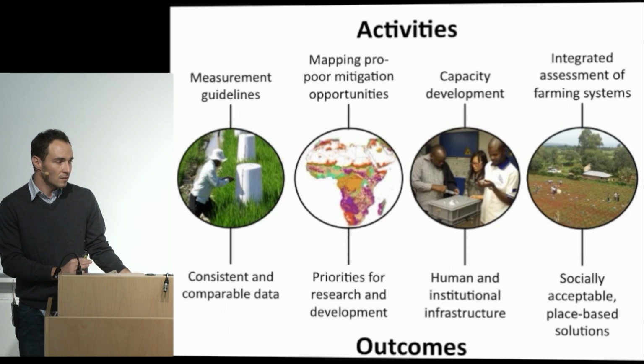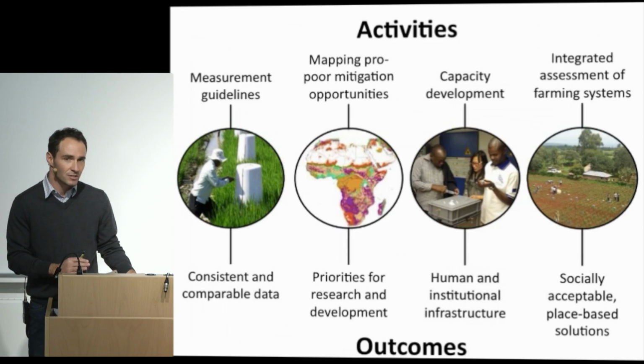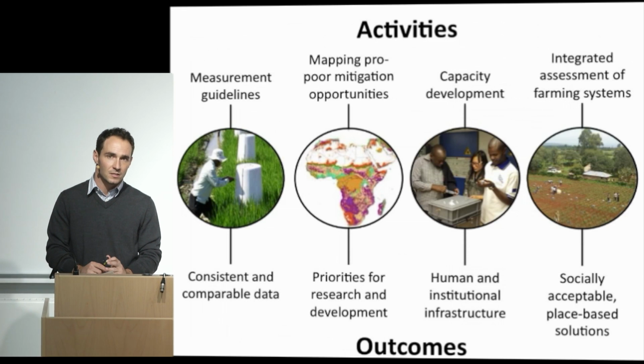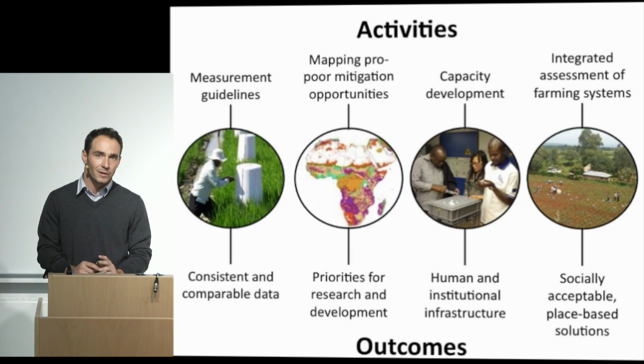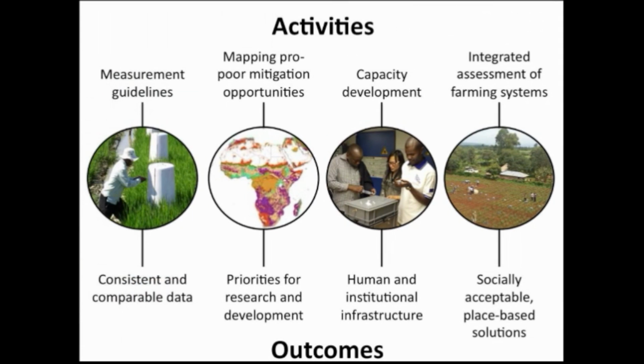Together, our 4 activities essentially we hope will provide consistent and comparable data, priorities and targets for research and development, the human and institutional infrastructure that's necessary to carry out such work, and also will provide our proof of concept that there are socially available and place-based solutions that can both increase food security and mitigate climate change at the same time.